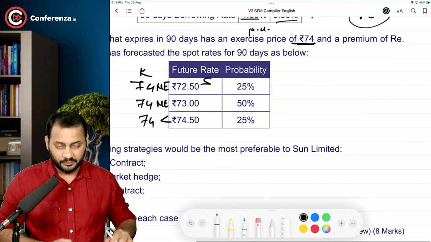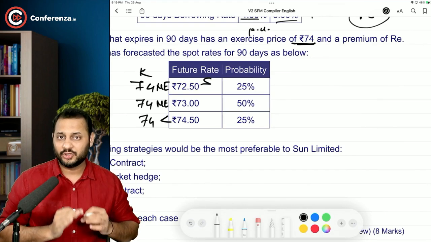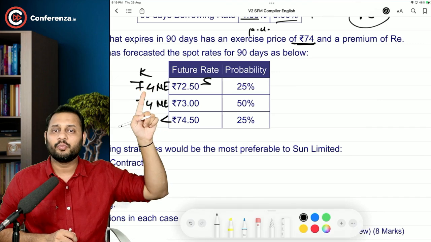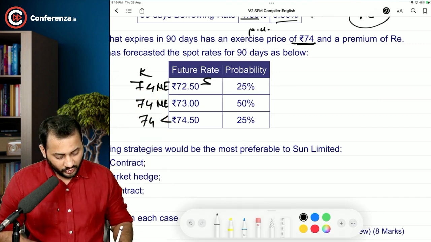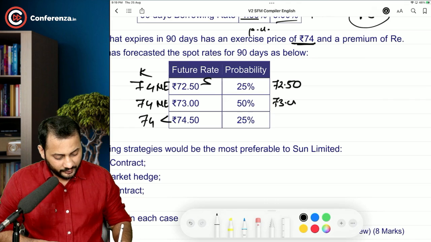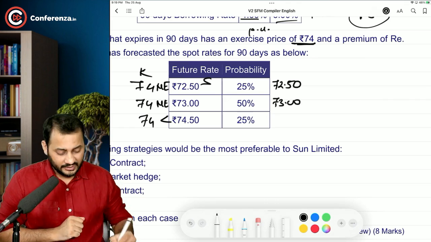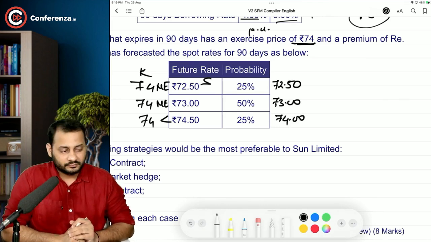Now the applicable price. Our purpose is to buy the 5 lakh dollars. If 72.50 is the market price, we are not going to buy the dollars at 74. That's why we are not exercising. So what will be the price of buying the dollar? In this case, 72.5, and in this case, 73 rupees, the spot rate will be the buying price of the dollar. And in this case, it will be 74 rupees indirectly.